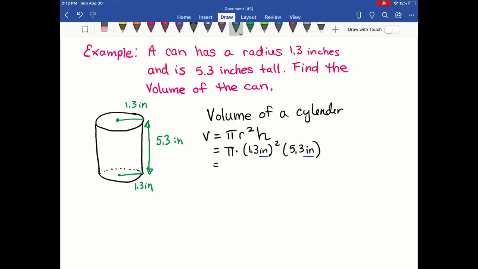Now, when we put this in the calculator, we're going to get 28.139245, and that's going to be inches cubed because here's 2 inches here and then another inch here, so that makes it inches cubed. Now let me show you how we would put this in on the calculator.